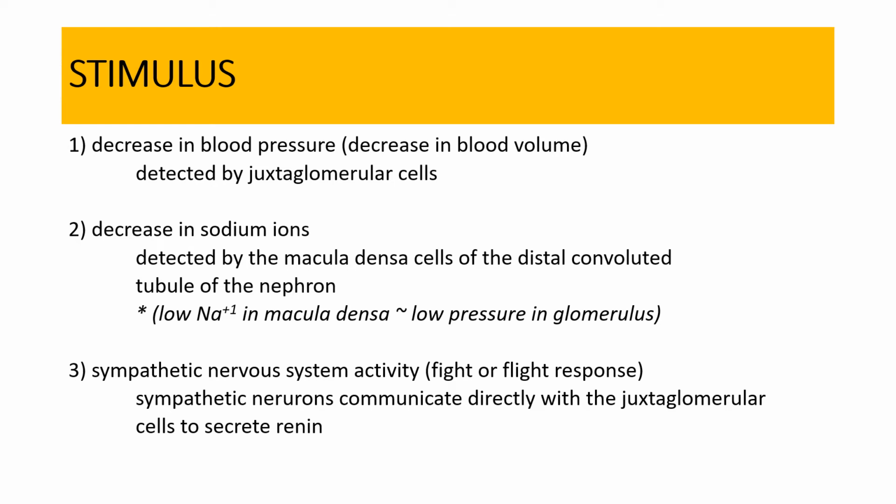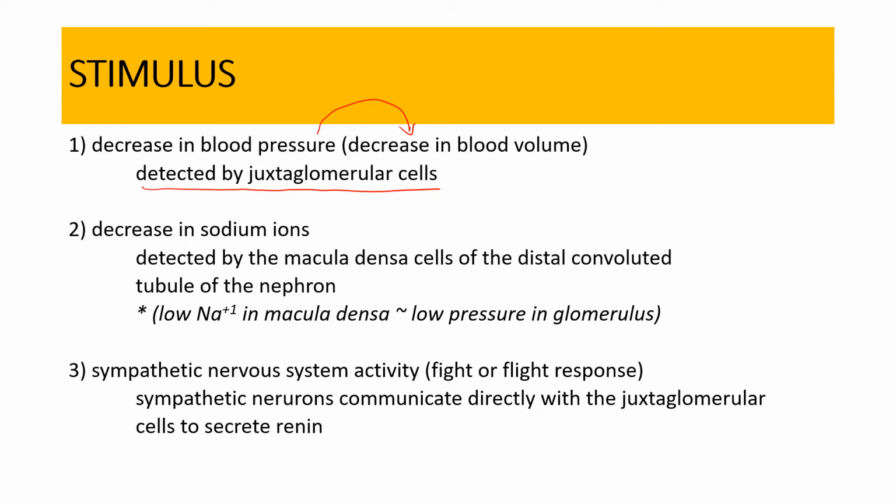A decrease in blood pressure, which I hope you know at this point is also associated with a decrease in blood volume, so those are kind of synonymous. This decrease in blood pressure is detected by juxtaglomerular cells. These are special cells that are found associated with the nephron. We'll talk about where those are specifically in just a minute.